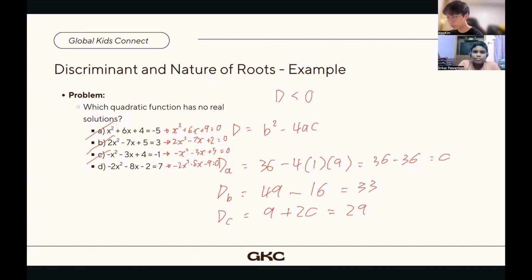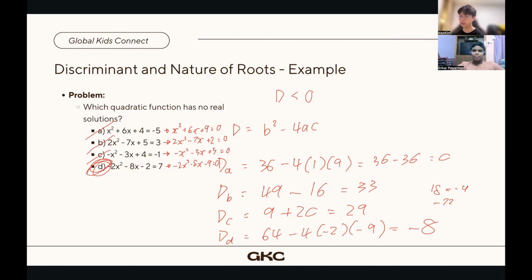For discriminant D, it will be equal to b squared being 64, and then we multiply -4 times -2 times -9, which equals 18 times -4, which is -72. So 64 minus 72 will be equal to -8. Now we found the right discriminant, which is less than 0, so we can say that answer choice D will have no real solutions and is the answer for this problem.